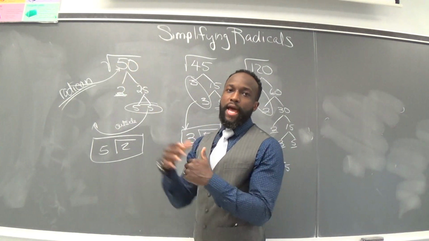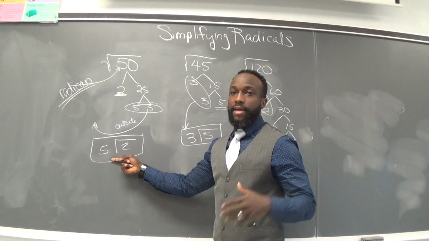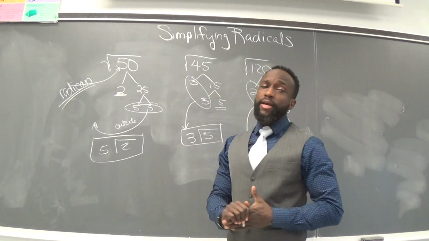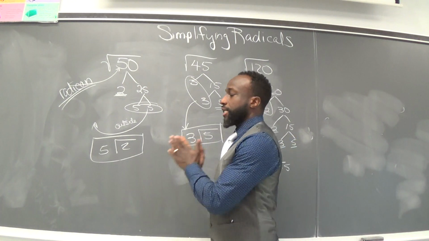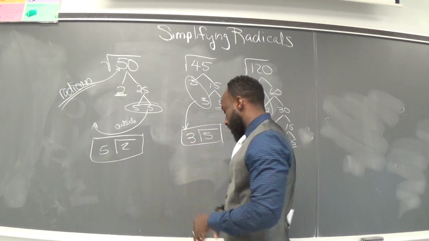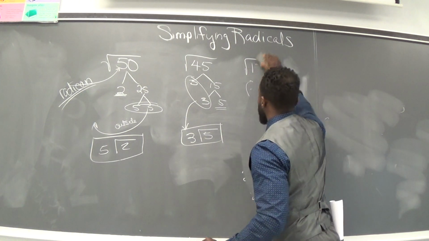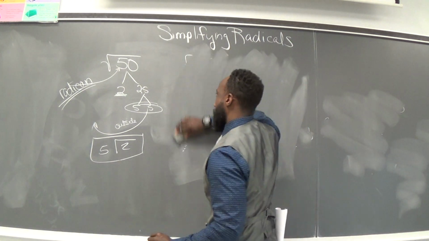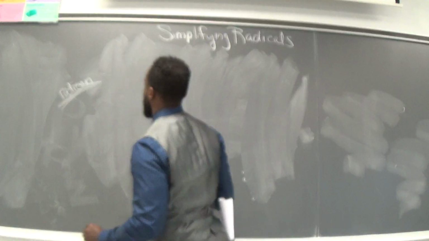Alright. Now, there's something special about radicals. Within radicals, you're going to have radicals that you're going to have to simplify, and they'll stay in radical form. And then you have numbers called perfect squares, which will simplify to be just a whole number alone. Alright? And so, let's look at a perfect square.